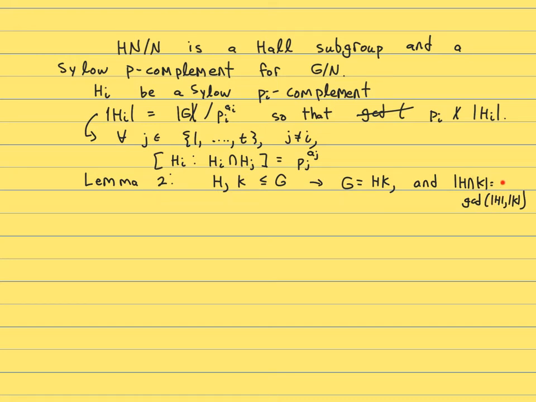This is the part that's being used here. What this tells you, of course, is that... what is the order of HI intersect HJ? Well, what is the GCD of these orders? You're missing 2 prime powers, so what are you looking at? You're looking at the order of G. Divide out PI to the AI, divide out PJ to the AJ.